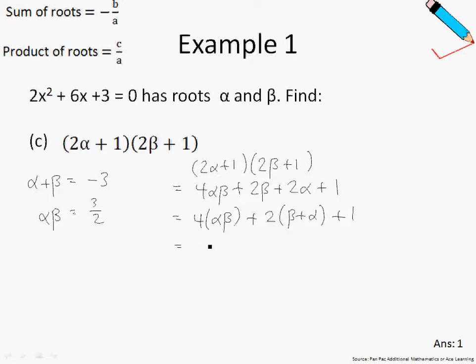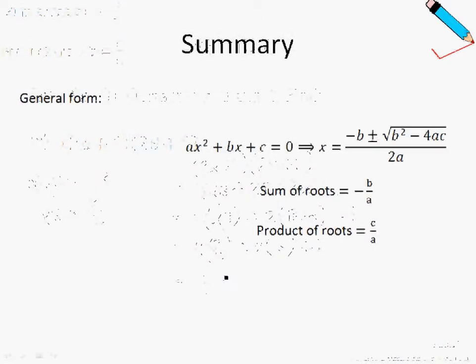At this point, I can perform my substitution. Alpha beta is 3 over 2, so 4 times 3 over 2, and beta plus alpha is the same as alpha plus beta, which is just negative 3. Calculating this using our calculator, I'll arrive at the final answer, which is 1. I hope these examples help.